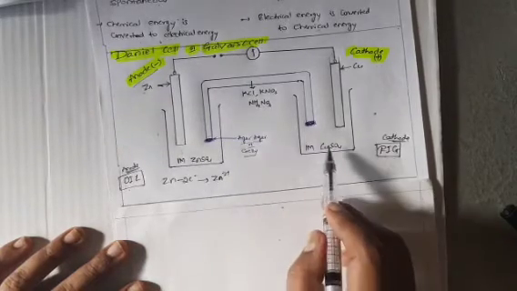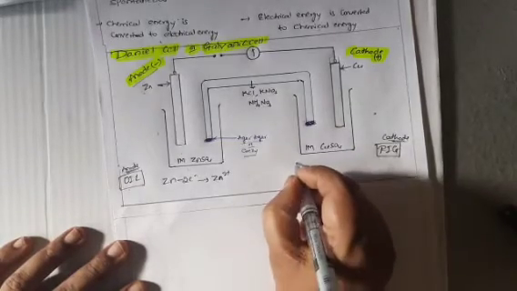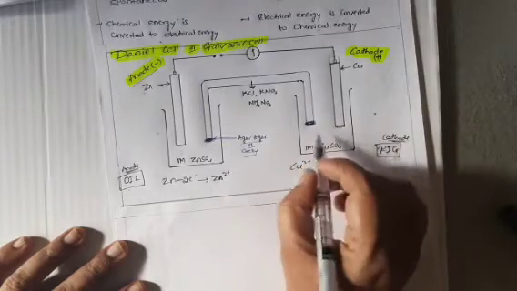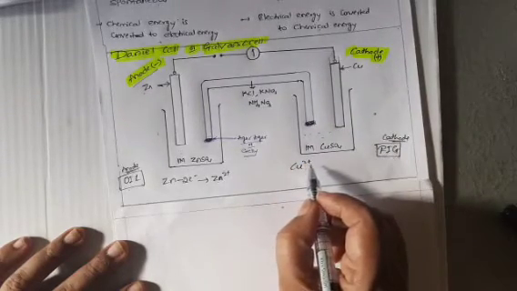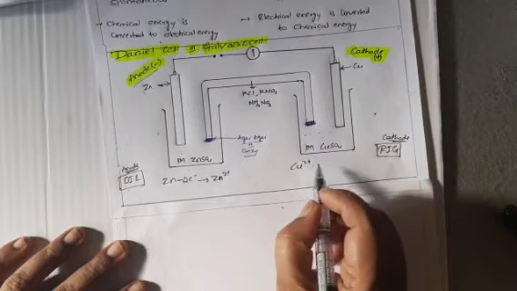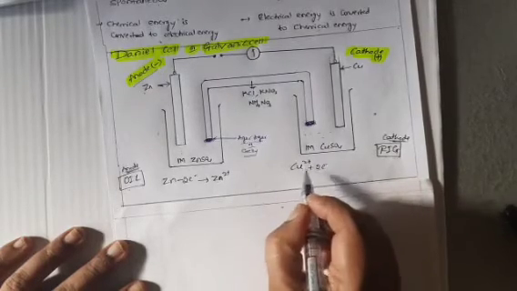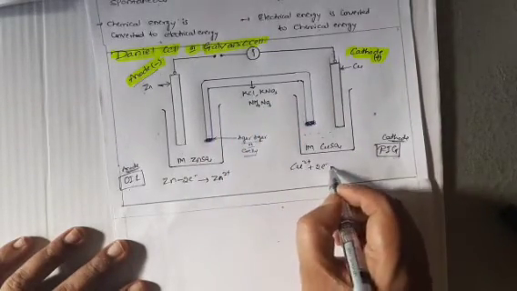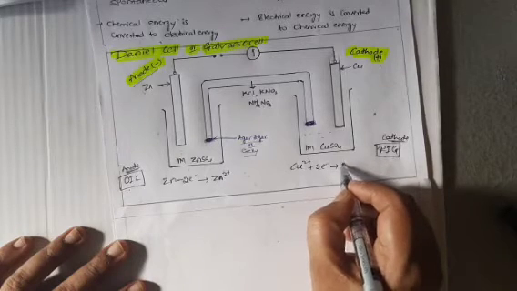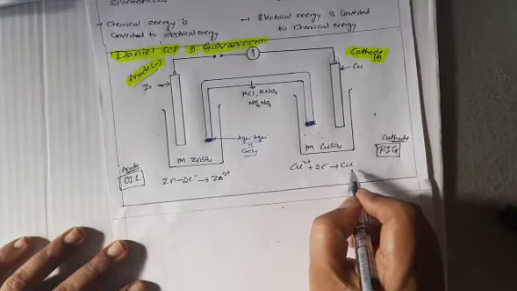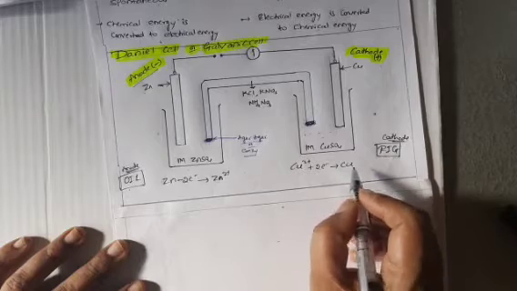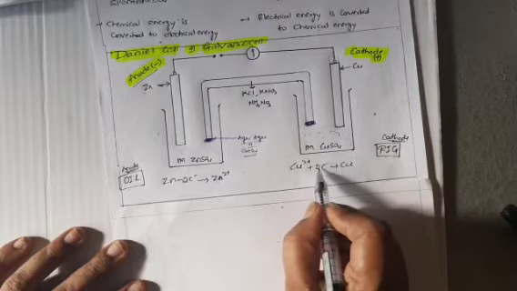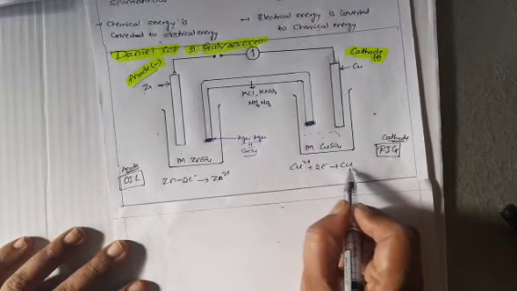Okay, this is the anode part. And in the cathode, what happens? Cu2+ ions are already present in the aqueous solution. They gain 2 electrons. Whatever electrons are passing here, the Cu2+ gains 2 electrons and gets converted into Cu. Here the Cu2+ ion present in the aqueous solution gains the 2 electrons and is converted into copper.